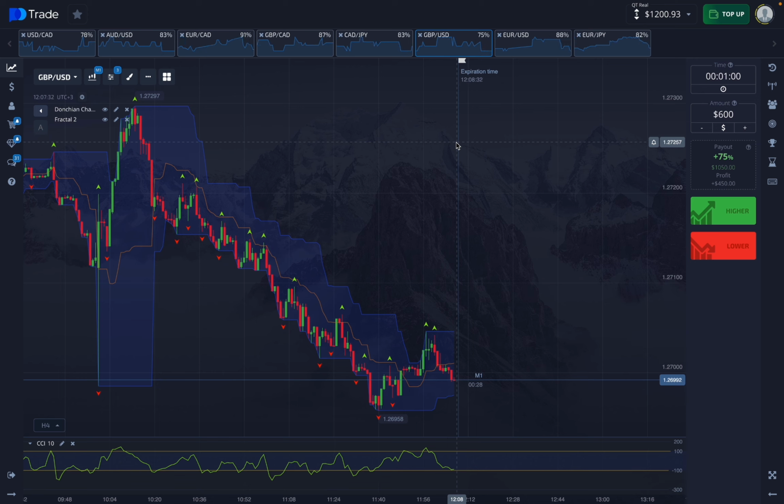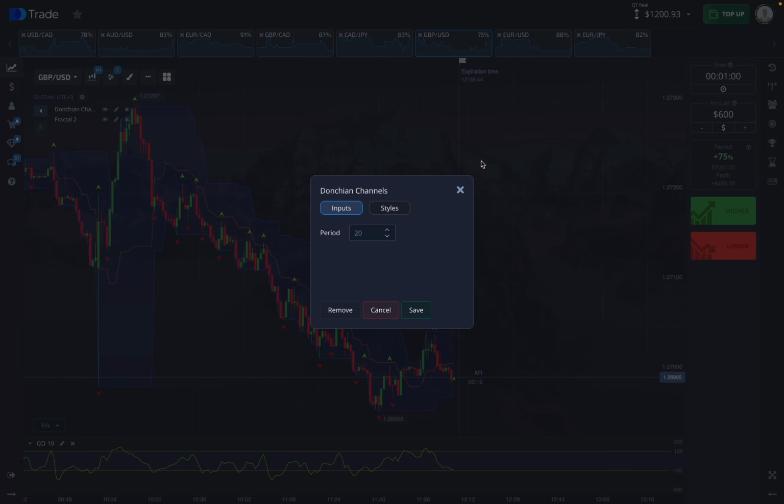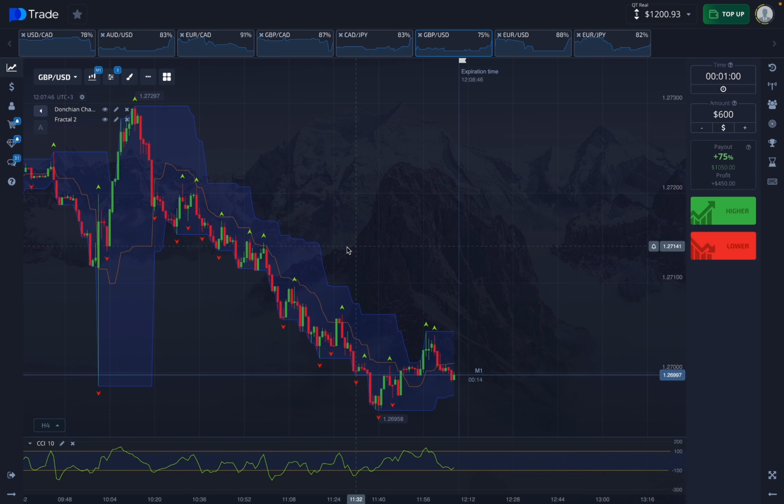After analyzing the movement, I came to the conclusion today it would be better to analyze and trade using these indicators. This is a Donchian channel with a period of 20, fractal with default settings, and a CCI oscillator with a period of 10. We will open trades on the minute time frame. I suggest starting with a trade of $600. And let's get started and select the first currency pair.